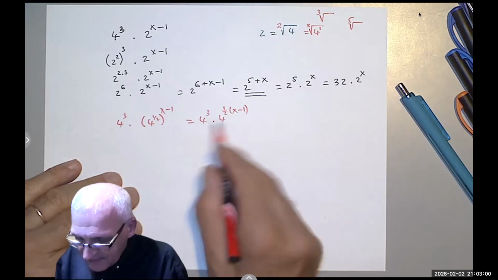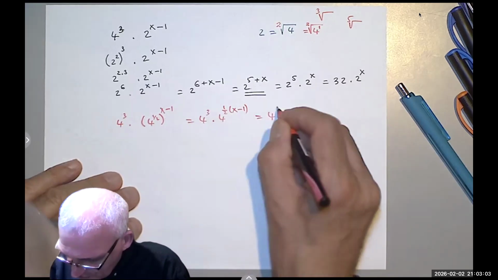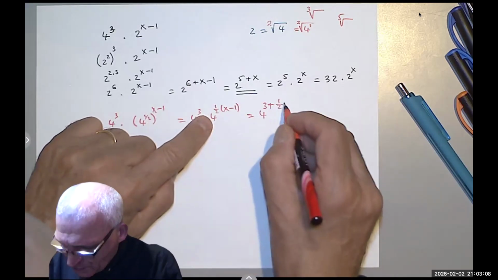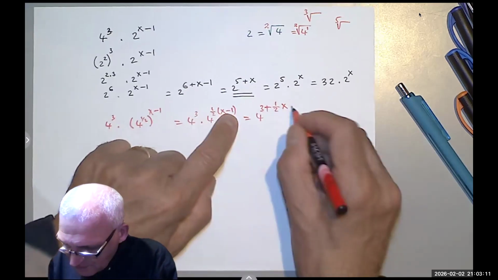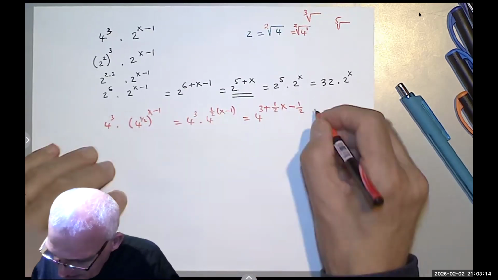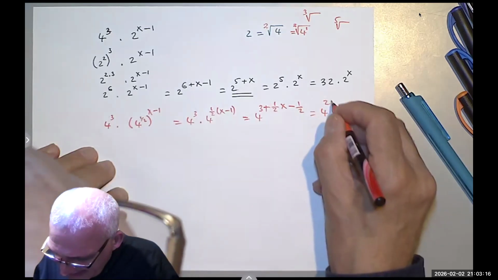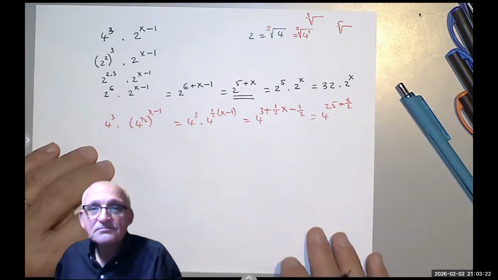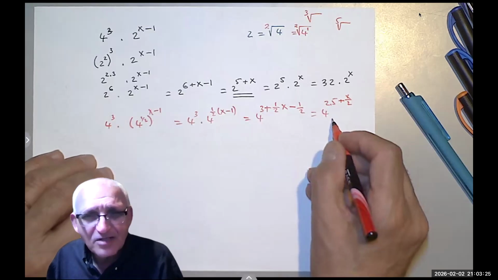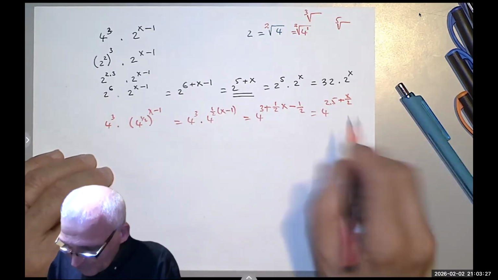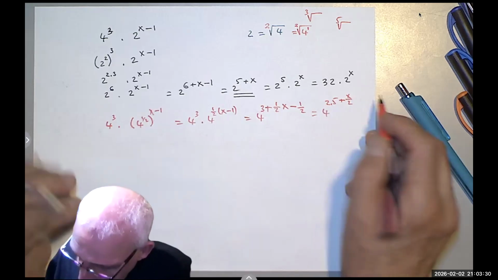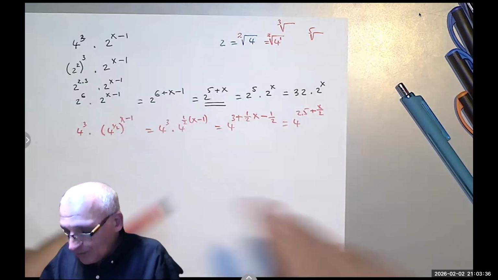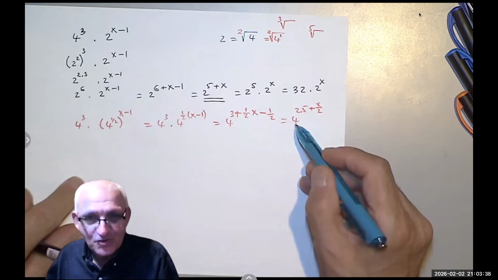And now this is a multiplication, so I can add them. I can say 4 to the power of 3 plus 1/2 x or x over 2 minus 1/2. So it's 4 to the 2.5 plus x over 2. And even though it looks horrible, it's correct. It's 4 to the 2.5 plus x over 2. If you don't believe me, go back and write 4 as 2 squared.